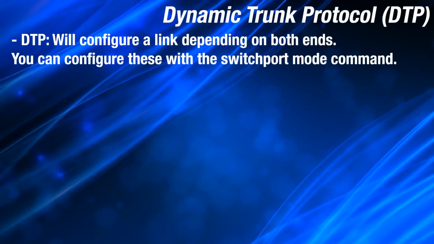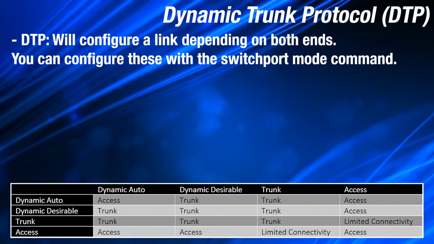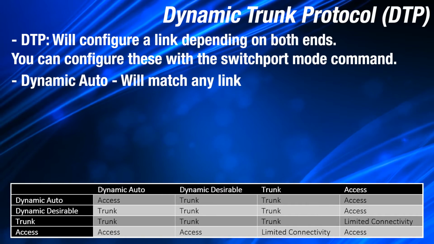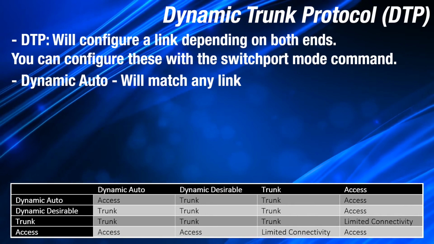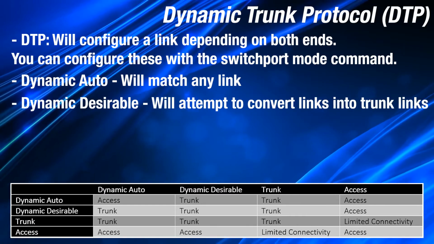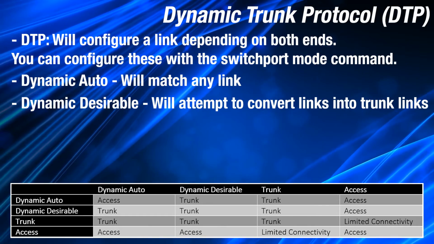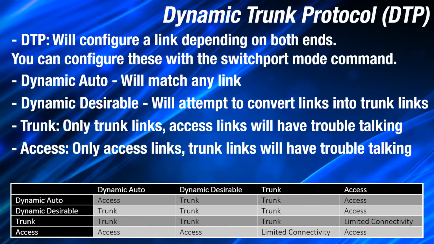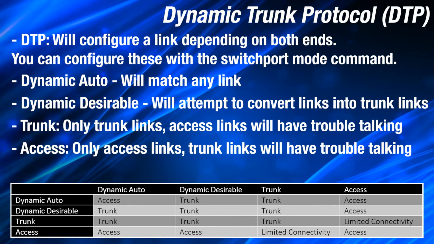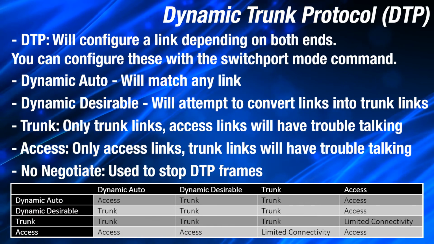When configuring dynamic trunk protocol, you can use these different negotiation modes. This chart will tell you all the details about these modes. Switchport mode dynamic auto will allow the interface to switch into automatic trunking mode. Switchport mode dynamic desirable will attempt to convert links into trunk links. Switchport mode trunk will allow anything except for an access interface to connect as a trunk link. Switchport no negotiate can be used to stop dynamic trunk protocol frames.